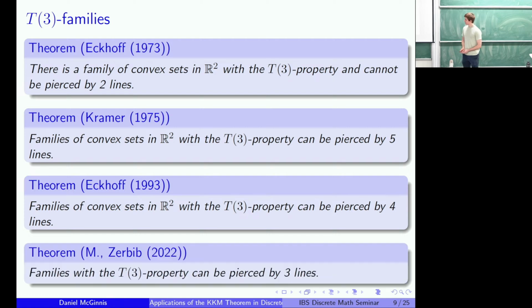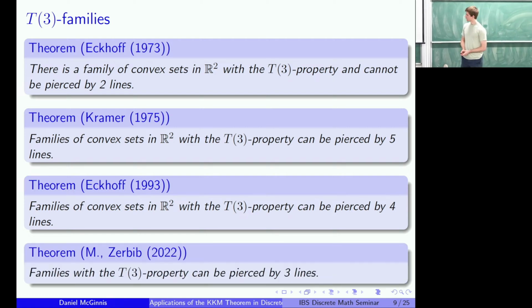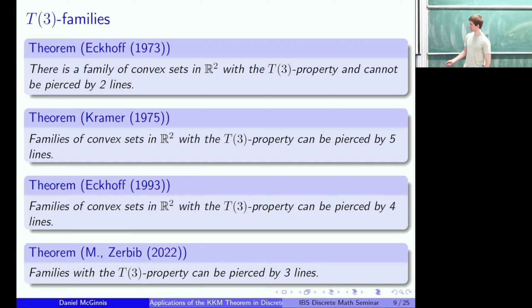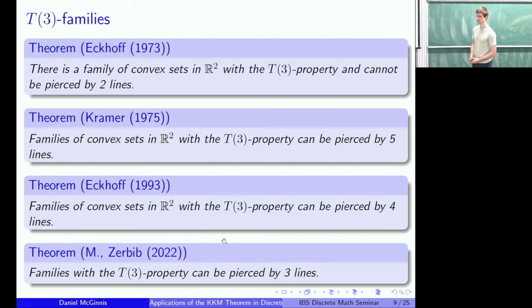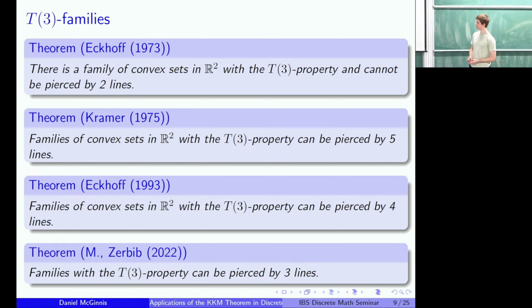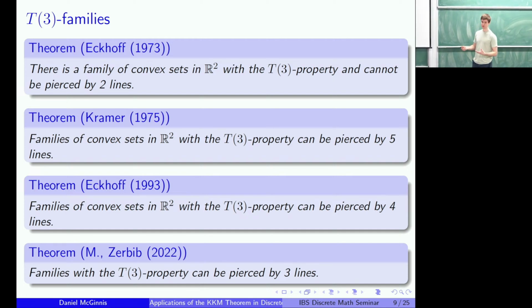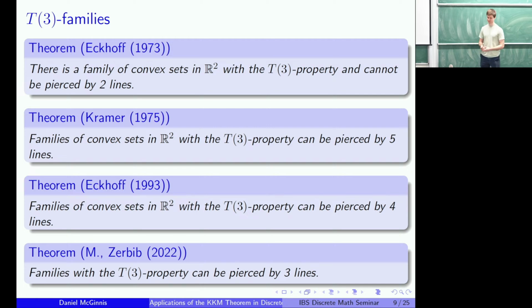And then finally, myself and my advisor Shira, we proved this conjecture of Eckhoff. So we proved that families with the T3 property can be pierced by 3 lines. So kind of settling that problem. And again, the reason I'm telling you this is because we use this method using the KKM theorem. So here is a very old problem in discrete geometry, and this new method was able to solve it in the end.